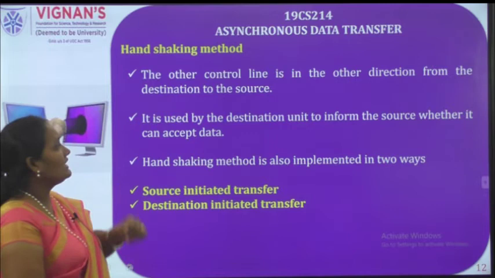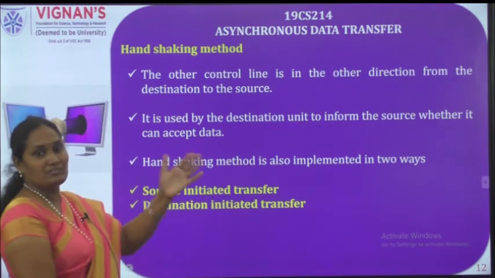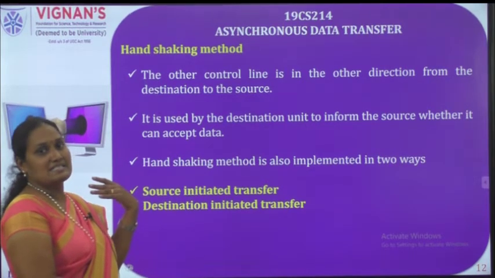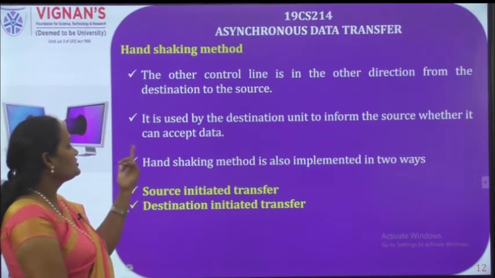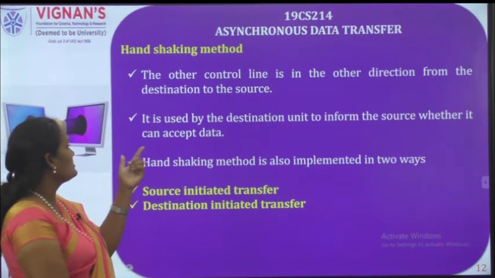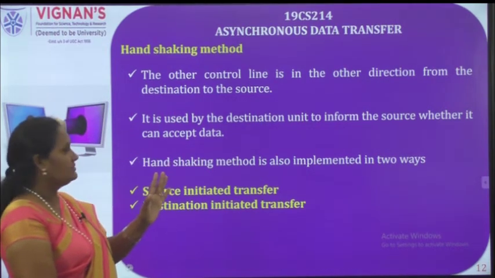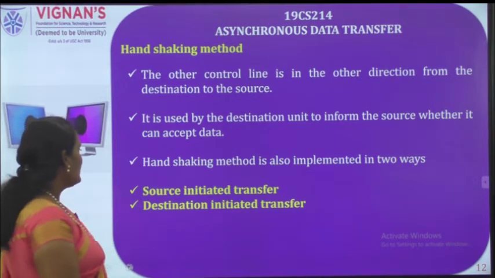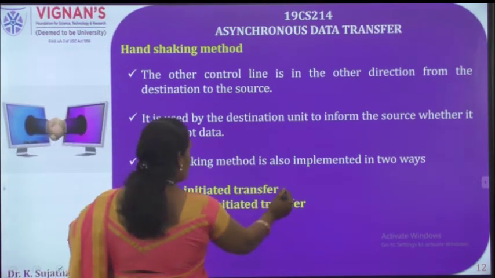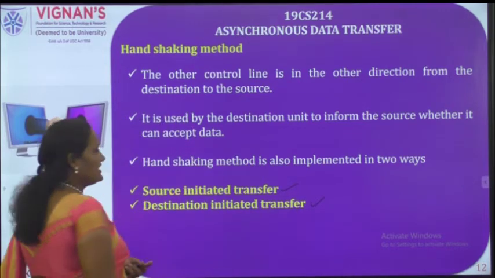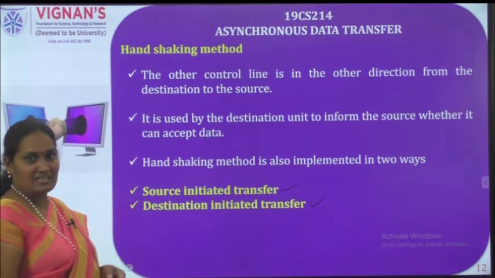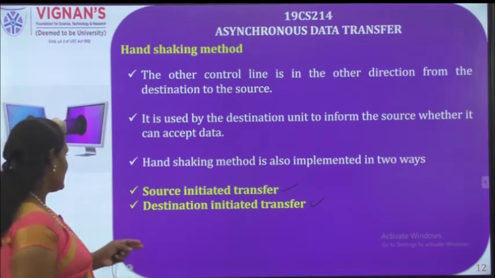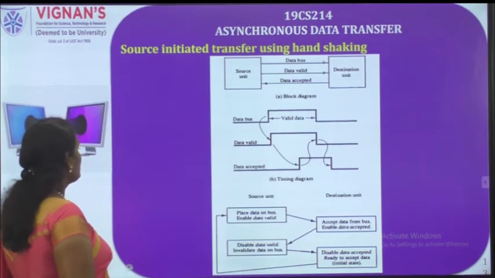The second control line is in the other direction, from the destination to the source. After receiving the data, the destination sends that other control line. It is used by the destination unit to inform the source whether it can accept data or not. So the handshaking method can also be implemented in two ways: source initiated transfer and destination initiated transfer. In handshaking also, initiation of data transfer can be done by either the source or the destination. Let us see source initiated transfer first.